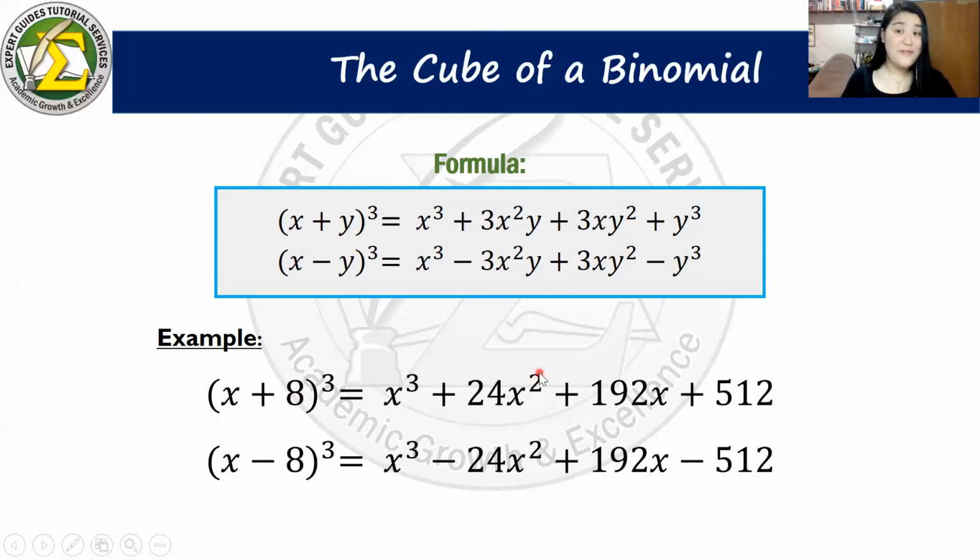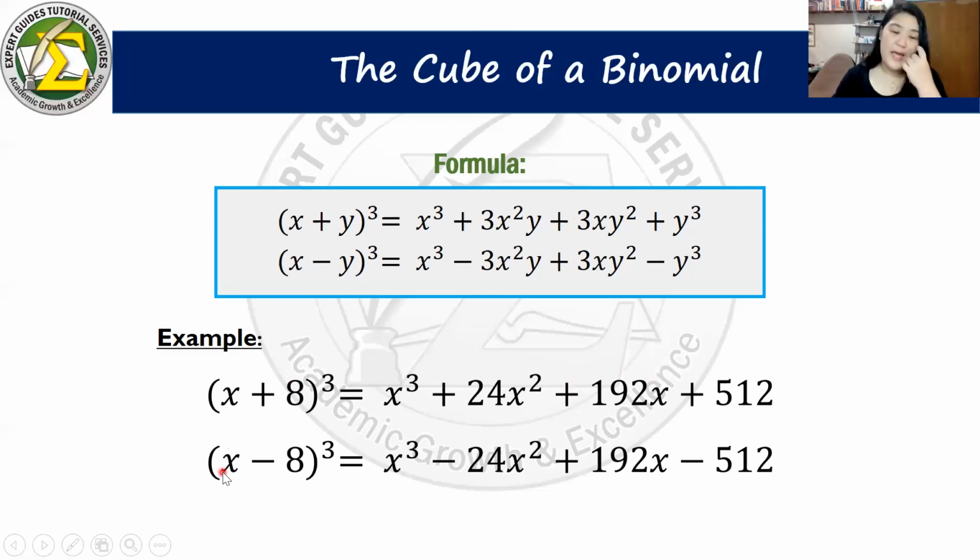And then the next one, magta-travel naman siya. Magta-travel si square natin from the first term. Dito naman tayo kay last term. So si square mo si last term, and then multiply it by x, or ating first term, and then yung 3. So we have 8 squared is equal to 64 multiplied by 3. We have 192 times x. So you have 192x. And then the last one we're going to cube is 8. We have to cube 8, which is equal to 512.